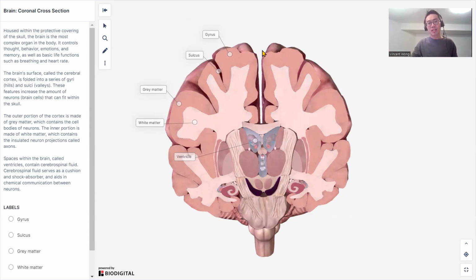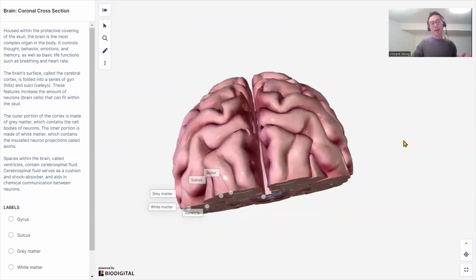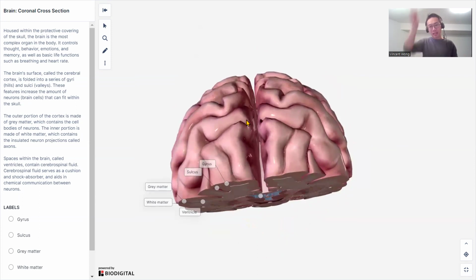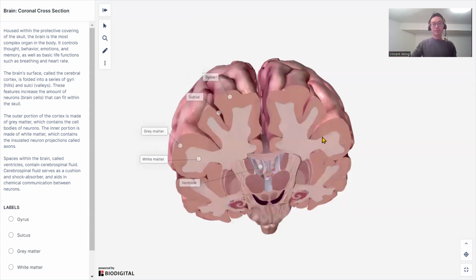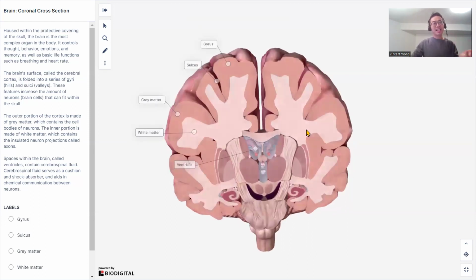So what is this deep groove? The fissure. That's right, the fissure. And if you look at it from the top, I only have half a brain here, unfortunately, but it runs all the way from the front, the forehead, to the back. It's really long. That's why it's called the longitudinal fissure.